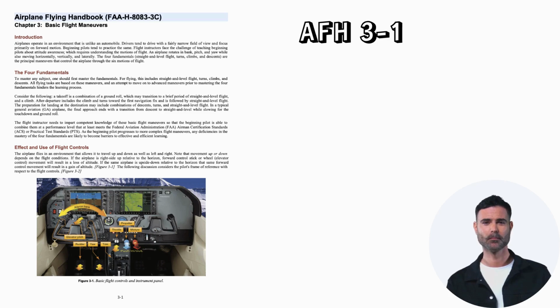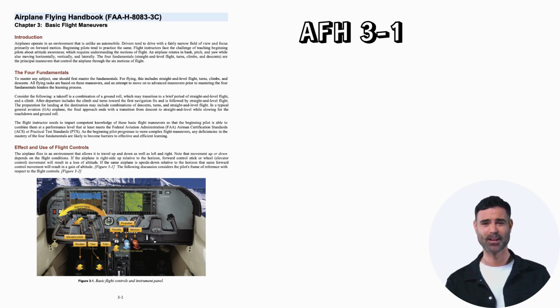Chapter 3, Basic Flight Maneuvers. Introduction. Airplanes operate in an environment that is unlike an automobile. Drivers tend to drive with a fairly narrow field of view and focus primarily on forward motion. Beginning pilots tend to practice the same. Flight instructors face the challenge of teaching beginning pilots about attitude awareness, which requires understanding the motions of flight.